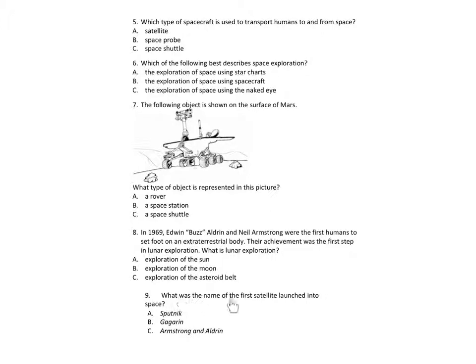Number 9. What was the name of the first satellite launched into space? A. Sputnik. B. Gagarin. C. Armstrong and Aldrin.